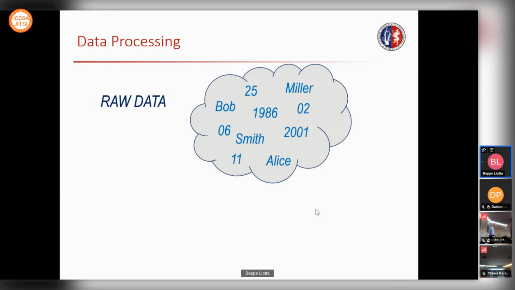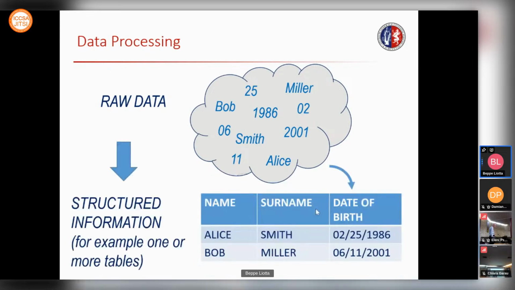For example, here you have this set of raw data, and you can construct a table. This is a typical approach in relational databases. You construct one or more tables. Now, why am I saying so? Because I want to make an experiment with you guys. Now, the experiment is coming.